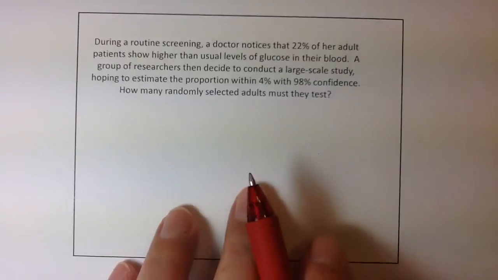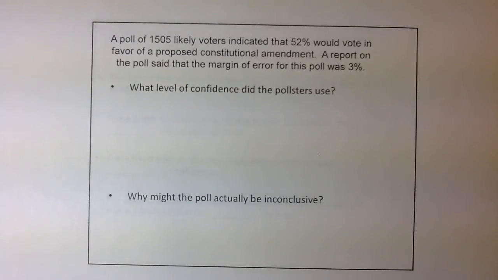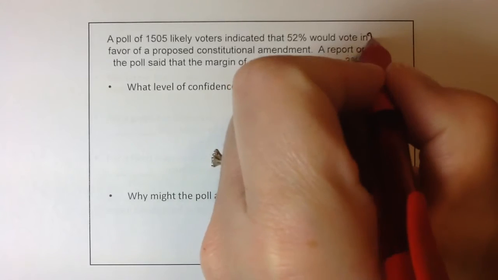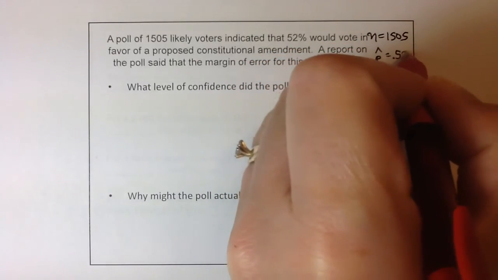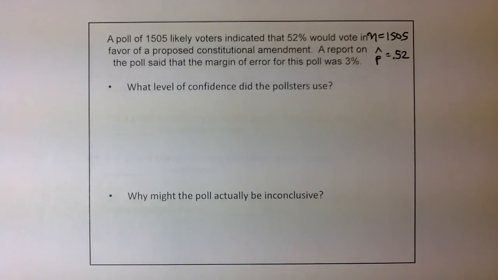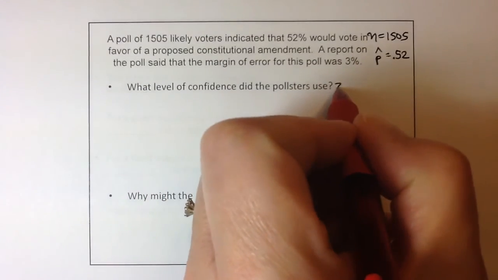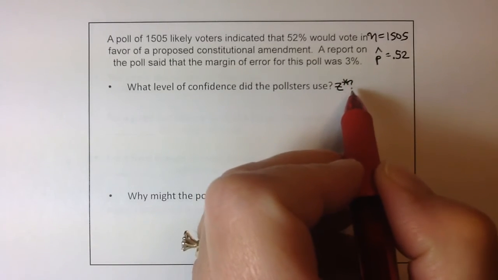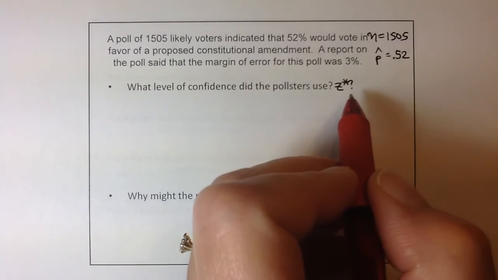Okay, next page. A poll of 1,505 likely voters indicated that 52% would vote in favor of a proposed constitutional amendment. So n is 1,505, p hat is 0.52. A report on the poll said that the margin of error for this poll was 3%. What level of confidence did the poll use? So level of confidence is associated with the z-star. Z-star tells us whether we have 90%, 95%, 98% confidence.